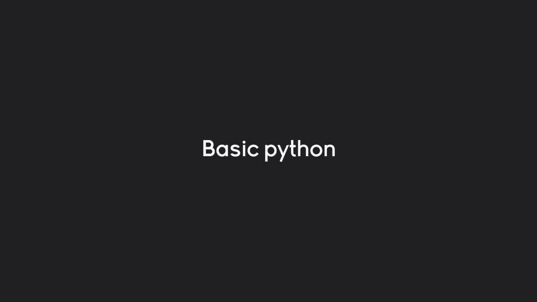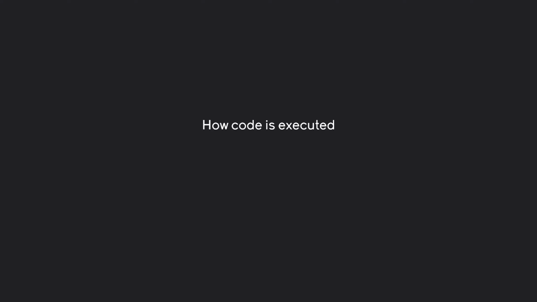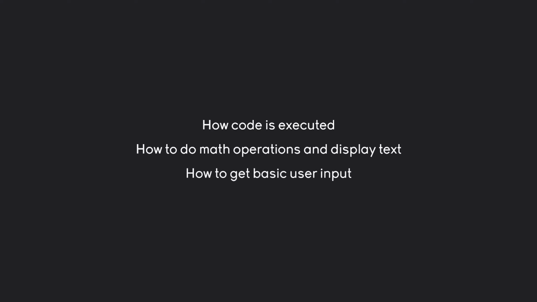Hello there, and welcome to the first part in this Python series where we are going to write actual Python code. At the moment, you should have Python installed and you should have access to a code editor. I will be using Visual Studio Code, but any code editor is fine. Choose whatever you like. What we are going to learn in this video is how code is executed. We are going to cover math operations and displaying text, and finally, we are going to get basic user input.